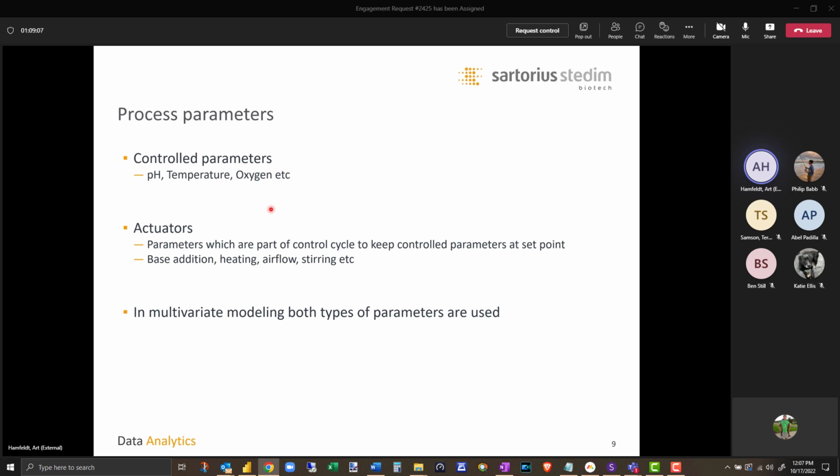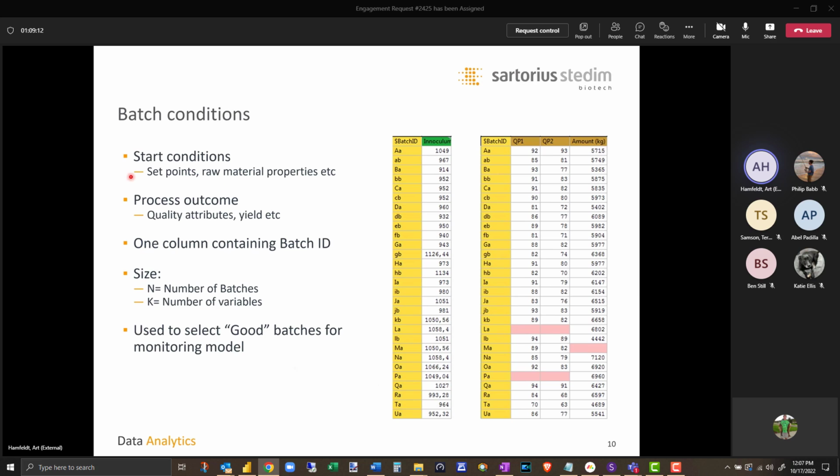As you already know, your controllers, actuators, all that fun stuff goes in. Batch conditions are your set points. If you have a starting set point, raw materials, or any different quality outcome, those are your quality attributes. One column has to contain a batch ID. I can't stress that enough. N is now going to be the number of batches times the number of rows per batch, and K is going to be the number of variables.